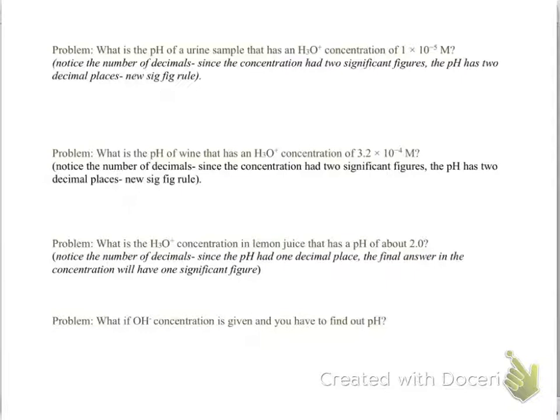Now, we're going to do some mathematical problems on this. Given the concentration of hydronium ions, this is my formula. Concentration means again what? Molarity. Given the concentration of hydronium ions, you can find the pH. For example, in this question, what is the pH of a urine sample that has a hydronium ion concentration of 1 times 10 to the negative fifth? So all I have to do is pH equals negative log of 1 times 10 to the negative fifth.